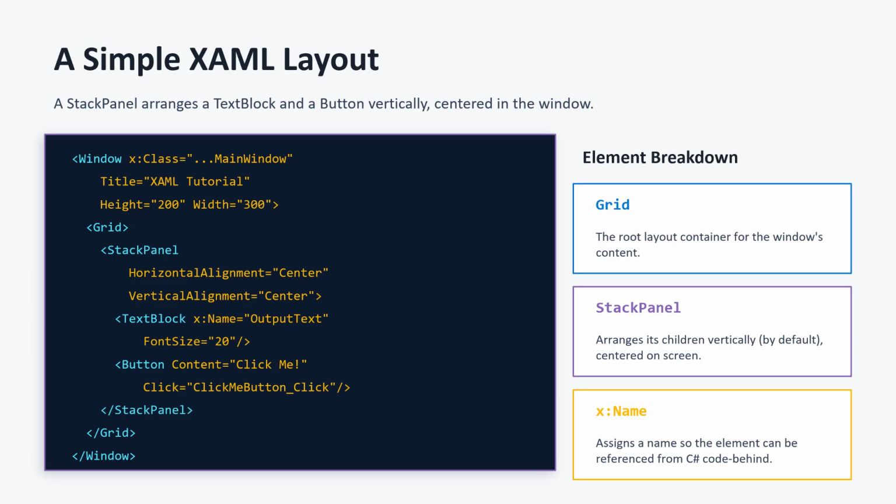On the right side, we see some quick definitions. Grid is the root layout container for this Windows content. Almost every XAML page starts with some kind of layout container like this. Stack panel arranges its children vertically by default and centers them here because of those alignment properties we've set. x:Name is the attribute that assigns a name to an element specifically so it can be referenced from the C# code behind, and without that name, our code would not have any way to reach that text block to change its text.